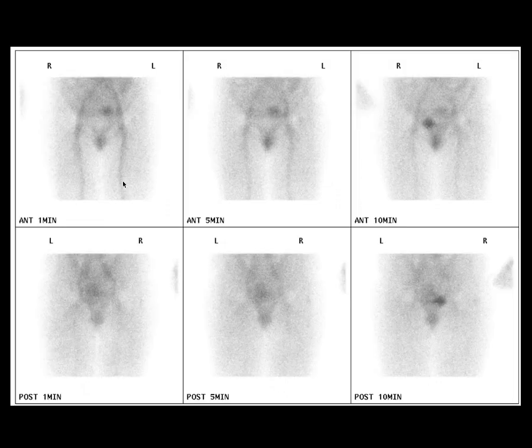Here we've got anterior and posterior, what we call blood pool phases, 1 minute, 5 minute, 10 minute views. This is actually going to be the uterus here, perfusion of the uterus. This is the bladder, and this is just some perineal soft tissue. So here we can just about see the photopenic defects from our hip replacements. These are normal.